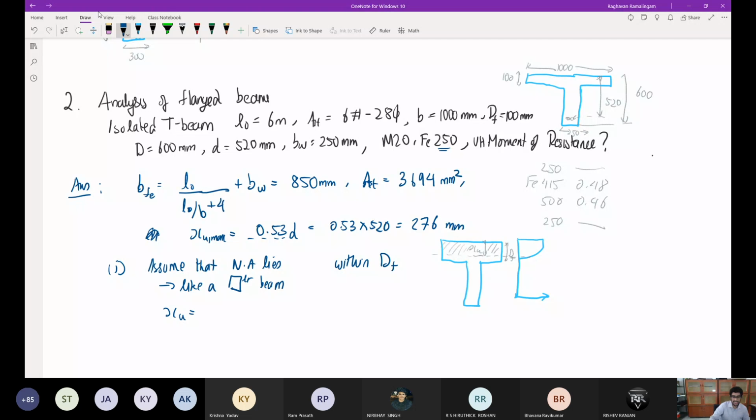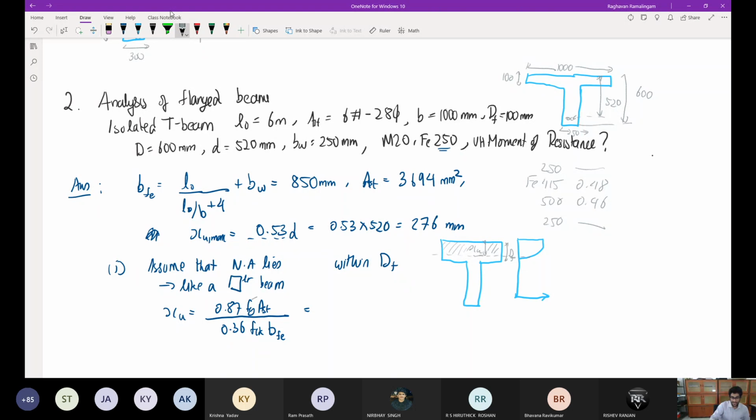Where actual XU will be given by, if it's a rectangular beam, what's the formula for XU? 0.87 FY AST by 0.36 FCK B. What should you put for B here? DF or this one? Whichever is less we have to take. Having the effective one which you have found, you will take that. So this is BF. Here we'll be using BFE.